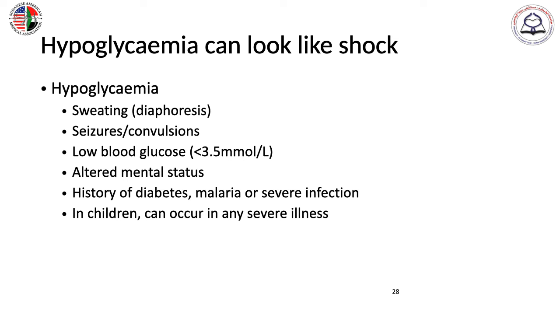Hypoglycemia can mimic shock because it presents with altered mental status. Patients can also be sweaty because of sympathetic surge, and can have seizure and convulsion. And usually they have low blood pressure, low blood sugar. Whenever you suspect hypoglycemia, check the blood glucose. If this is not immediately available, you can give a glucose load. This can happen in patients with malaria and severe infection.